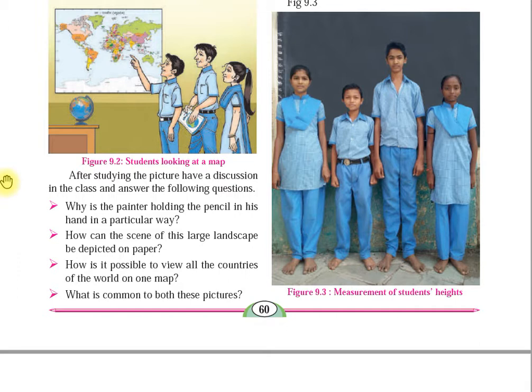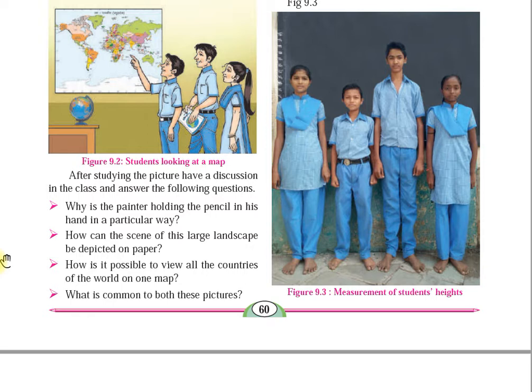Next question. How can the scene of this large landscape be depicted on the paper? So, how can he draw a big scene on the paper? The scene of this large landscape can be depicted on paper by reducing its size in appropriate proportion or scale. So the painter has to reduce the size. He will not be able to draw the original drawing or picture on his paper, so you have to reduce the size.